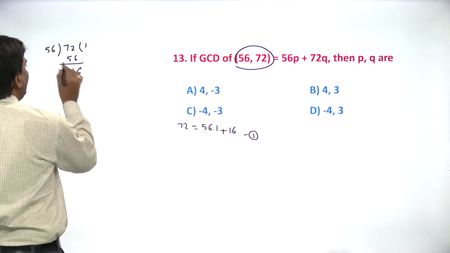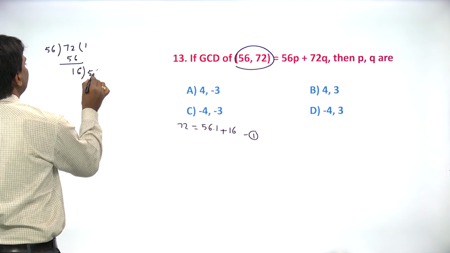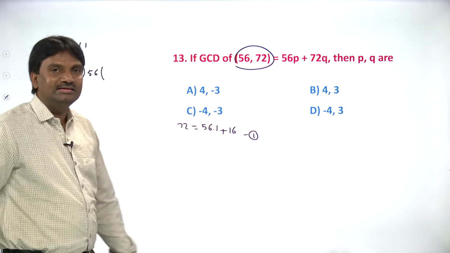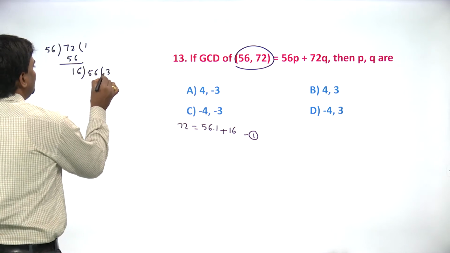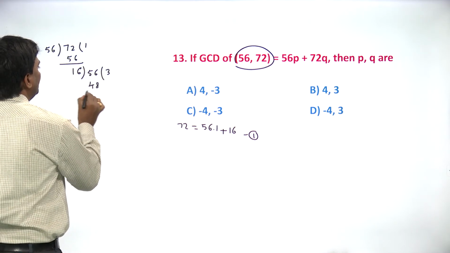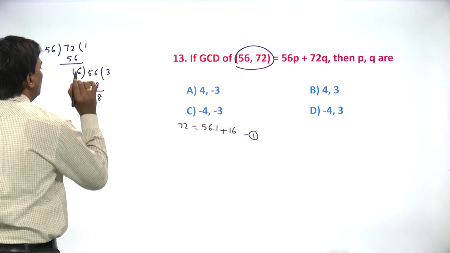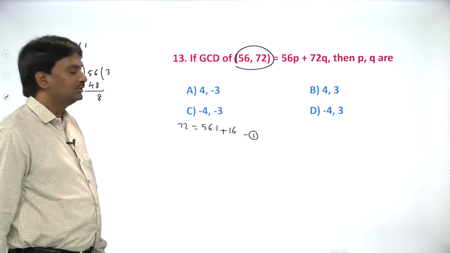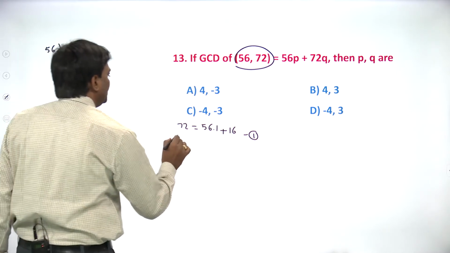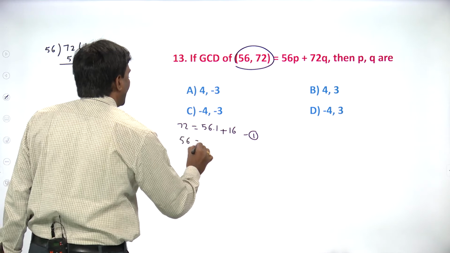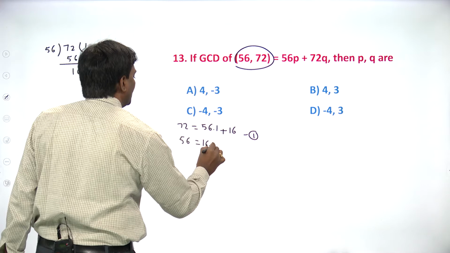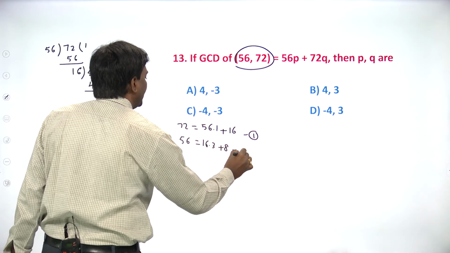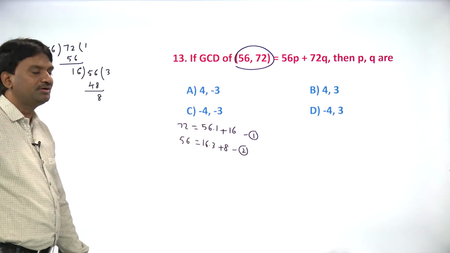Next we have to divide the divisor 56 by 16. 16 3s are 48, 16 4s are 64. So 16 3s are 48, and 56 minus 48 is 8. Now, 56 can be written as 16 into 3 plus 8. Let us take that as equation 2.